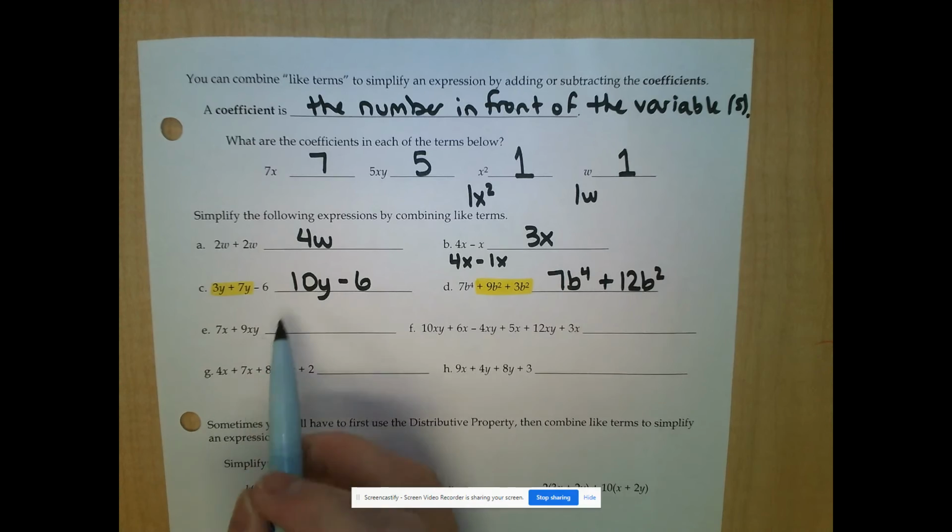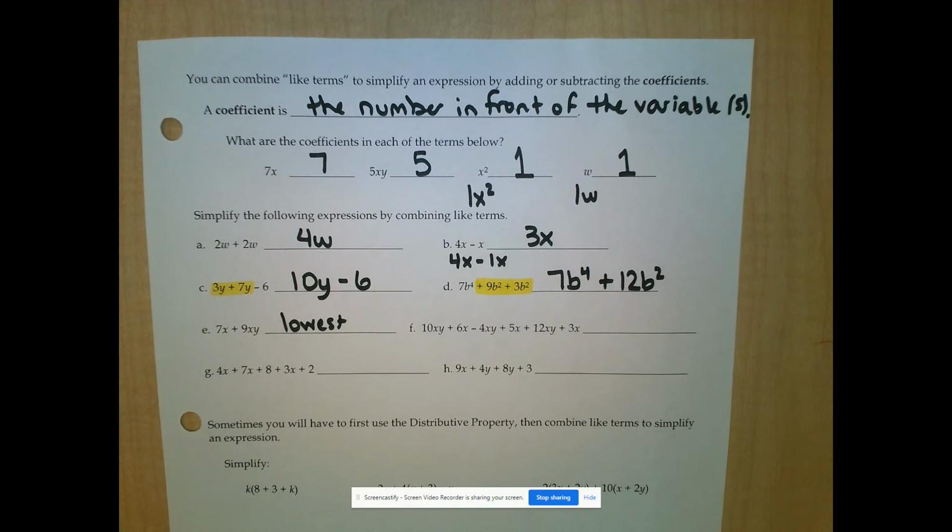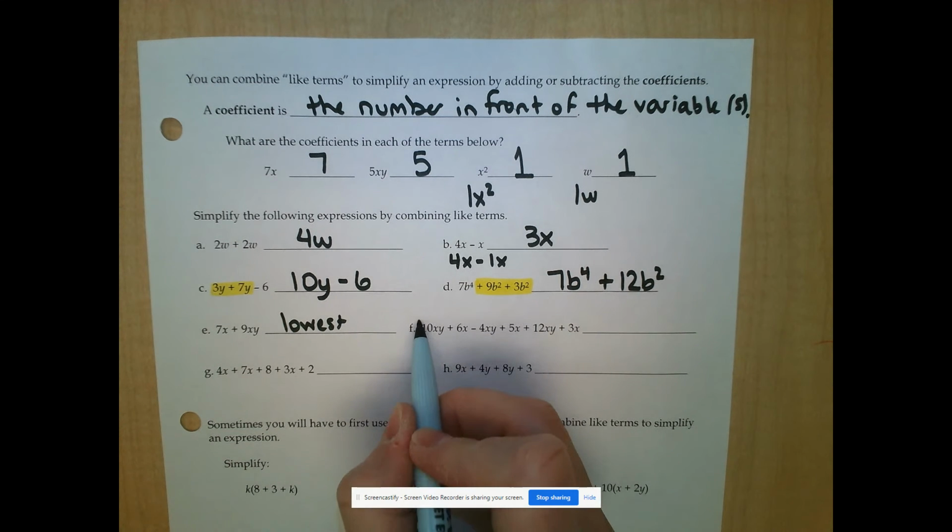7x plus 9xy is already in lowest terms. I cannot simplify that anymore. First term has an x, second term has an xy. Now this one has a lot going on. If you choose not to use highlighter, another option is to use shapes.